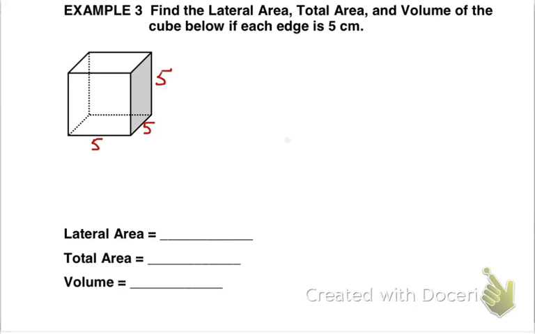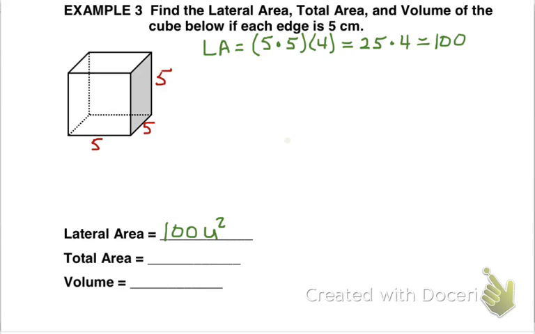And those faces each have dimensions of 5 and 5. So the lateral area will take the area of one face, 5 times 5, and since there's 4 of those, we'll multiply that by 4. So the lateral area of this cube is 25 times 4, which is equal to 100. So the lateral area is 100 square units.